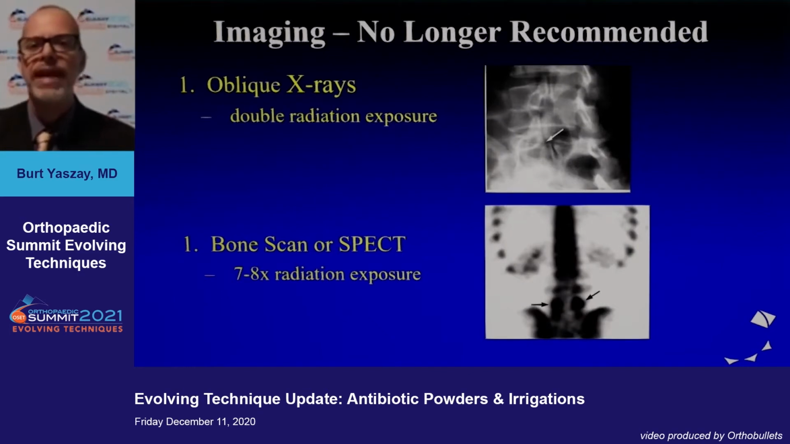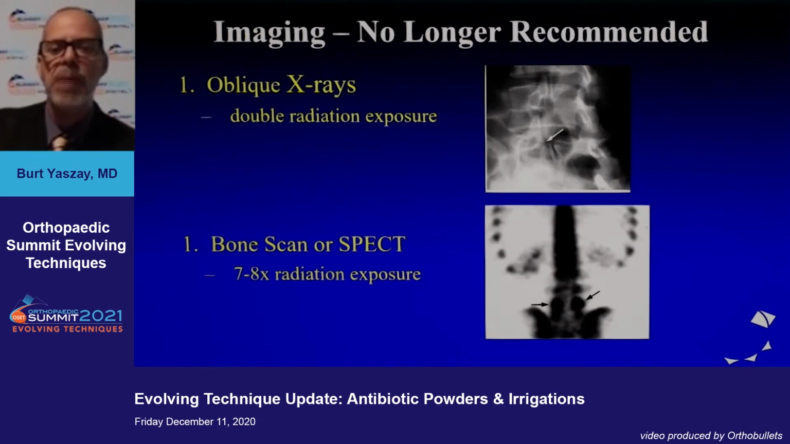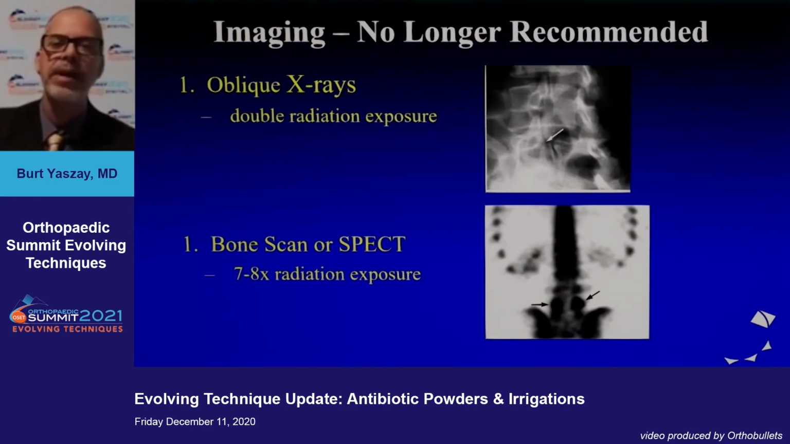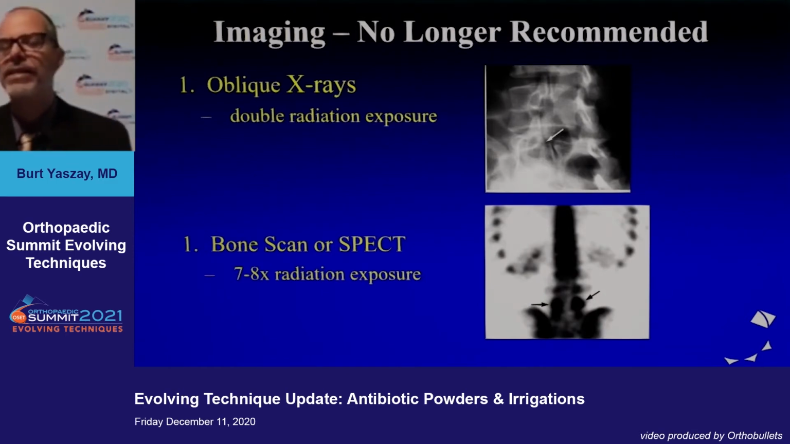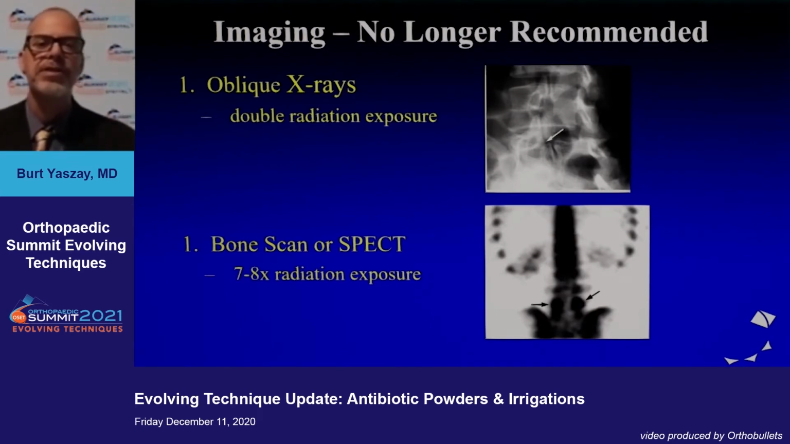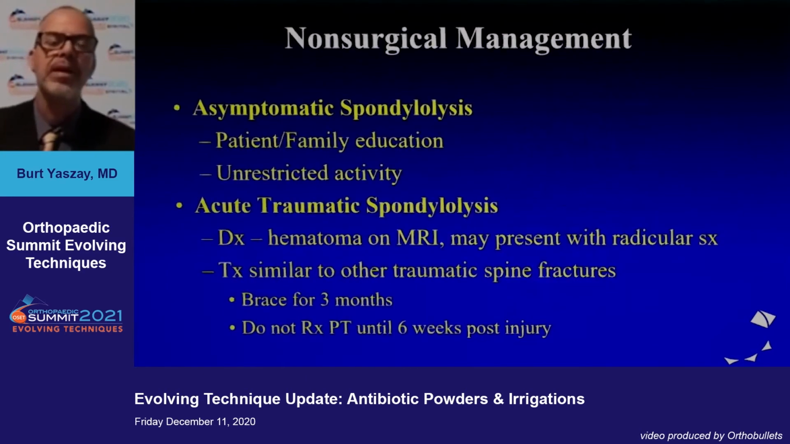So I think what's important is actually the imaging that's no longer recommended. And that includes, probably still on the exam, looking for a Scotty dog's collar on oblique X-rays. I have not gotten oblique X-rays in years, if not a decade now, and that's because of the concern for double radiation exposure from two additional X-rays. The thing that's really strongly discouraged now is actually the use of bone scan or SPECT, and that's, again, because of 7 to 8-fold radiation exposure.